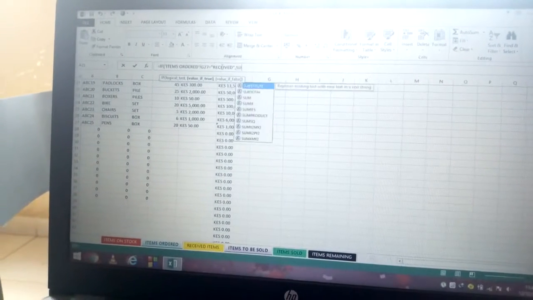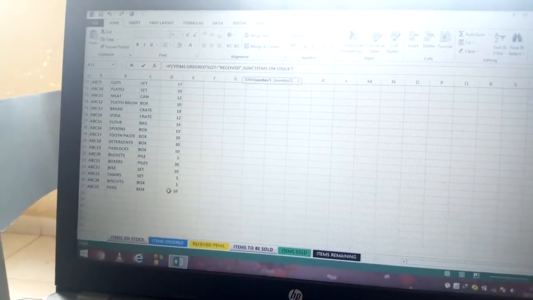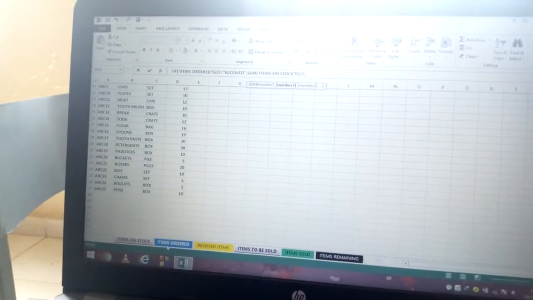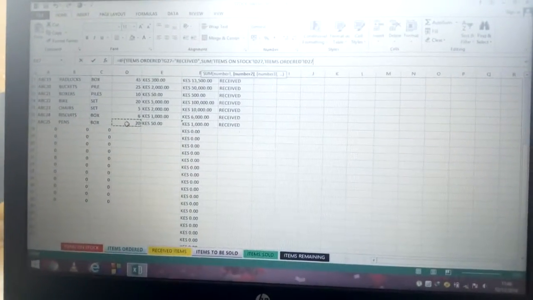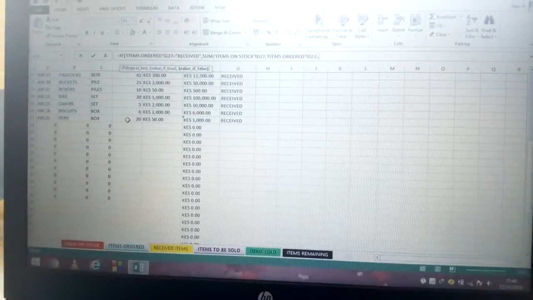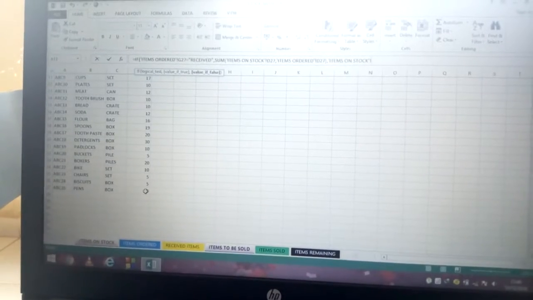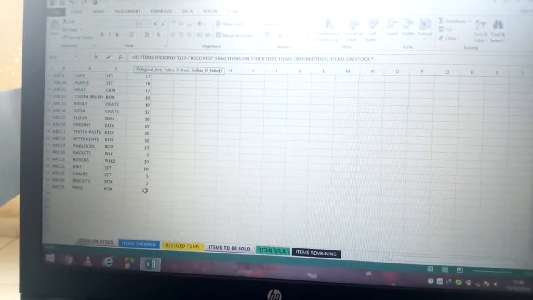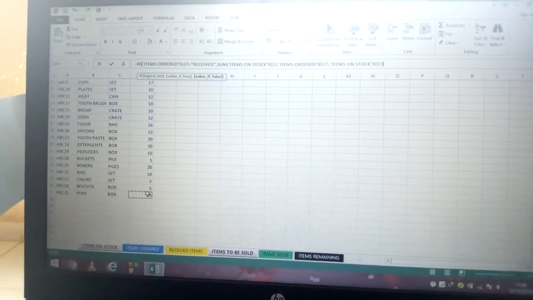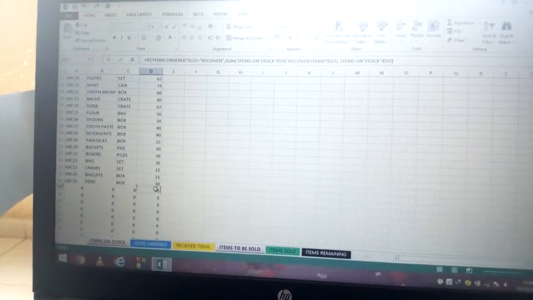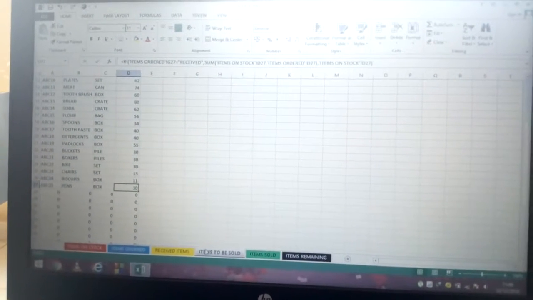sum the items on stock, which is the pens, and the amount of items ordered, which is the total quantity of the pens ordered, which is 20. If the item is not received, let's bring the total output, which is the total quantity of items on stock. Then enter. It brings you the total quantity of pens to be sold.